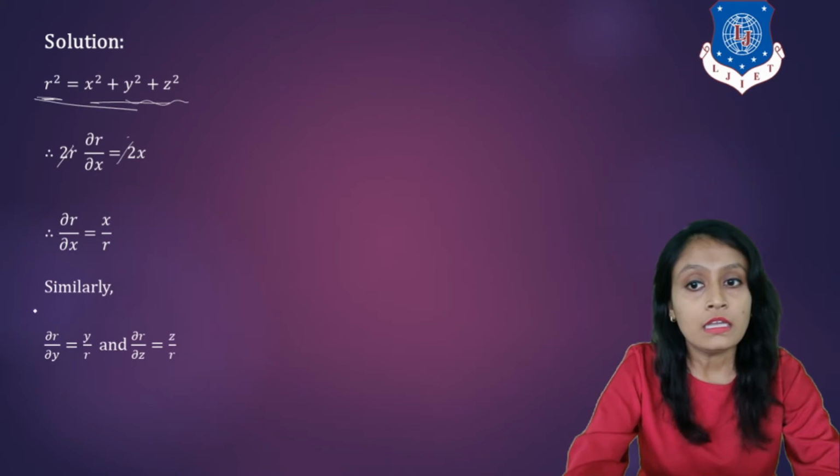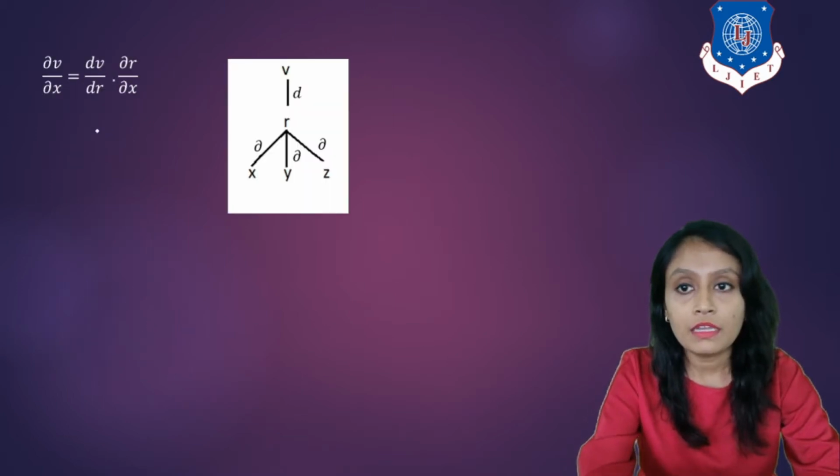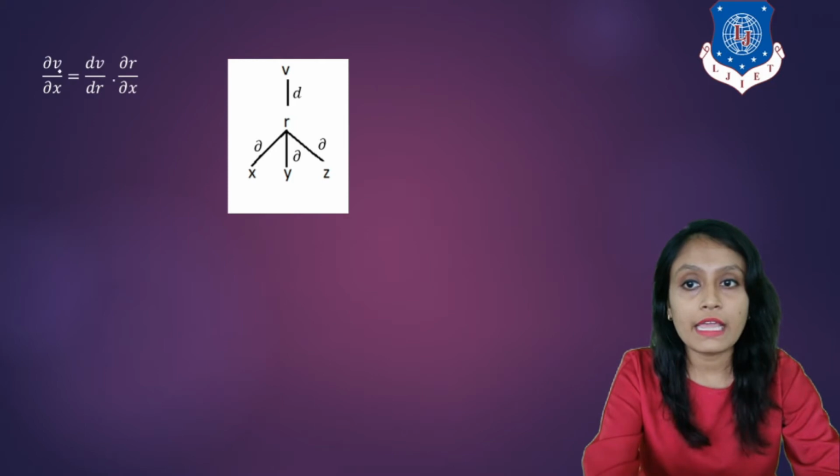Similarly, we can find del r by del y as y upon r. We just have to replace this x by y. And to find del r by del z, just replace this x by z. So you will get del r by del z is equal to z upon r. Next, we have to find del v by del x.